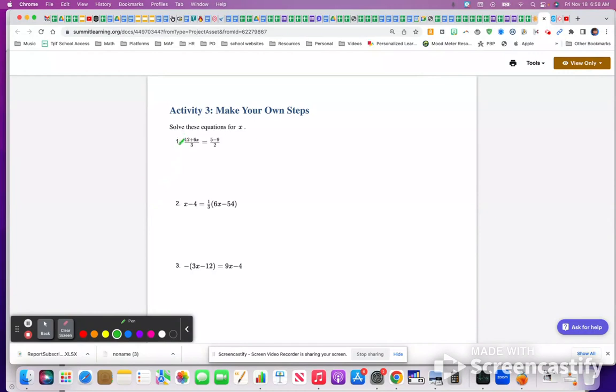I'm going to multiply. I'm going to write it a little bit bigger over here. 12 plus 6x divided by 3 equals 5 minus 9 divided by 2. You know, before I do anything, I think I might just simplify.